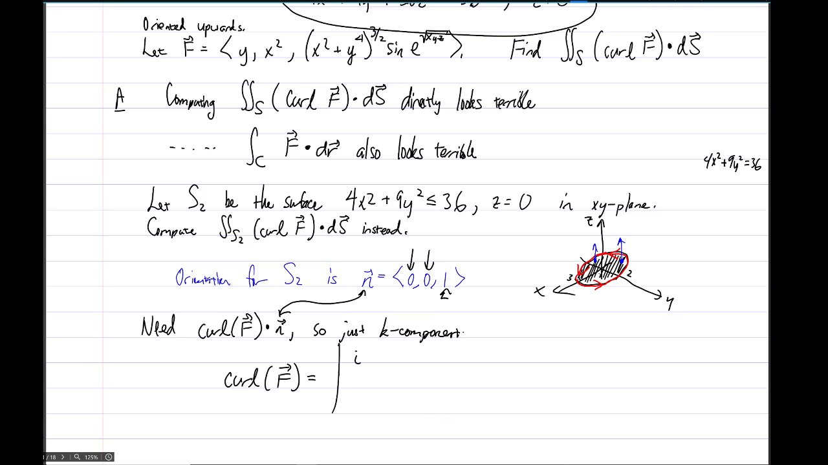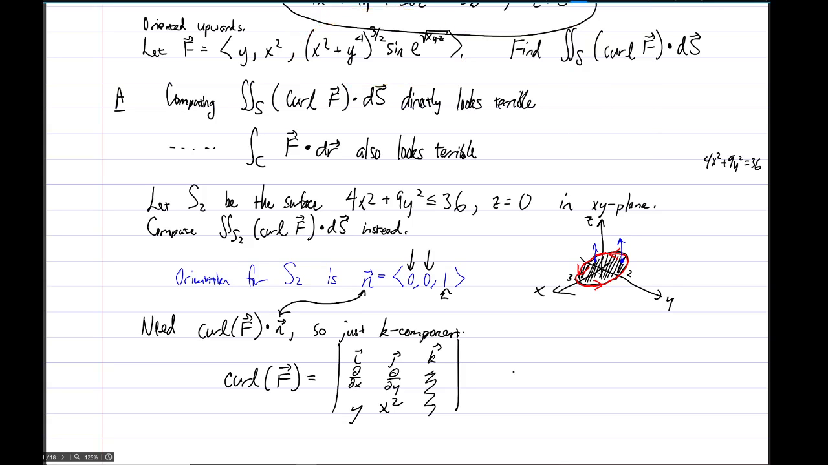So we have i, j, k, and a lot of this stuff doesn't matter. Since we only get the k component, we don't need i times whatever or j times whatever. We cross out this last column and look at the partial derivative with respect to x, partial derivative with respect to y, of the components of F, so the y and the x squared. Oh, good. We literally don't have to deal with this monstrosity here at all, which is fantastic.